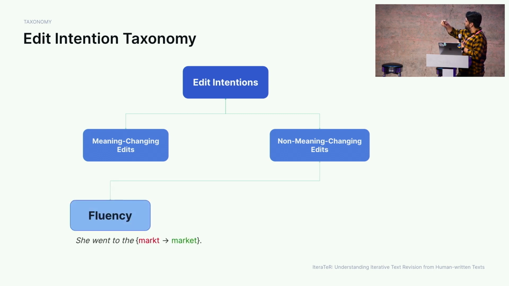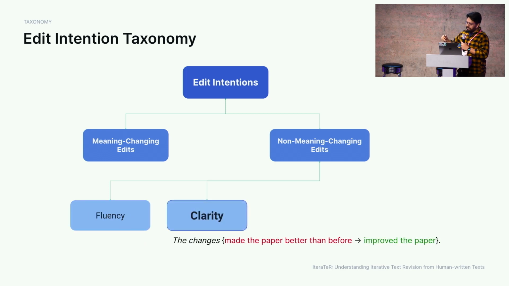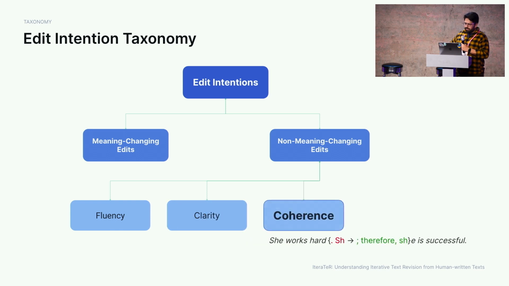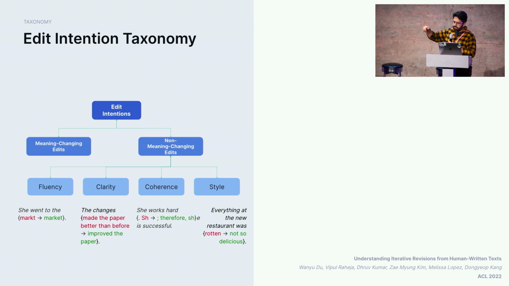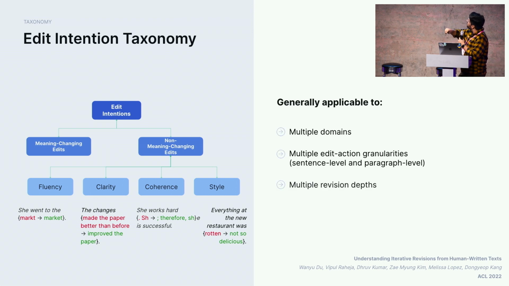Ones that fix grammatical errors in the text, edits that make the text more concise, readable, and understandable, edits that make the text more cohesive, logically linked, and consistent as a whole, and edits that convey the writer's writing preferences, including emotions, tone, voice, and so on. More specifically, we are focused on non-meaning changing edits, as I mentioned before, and you'll see that these different edit intentions are generally applicable at different domains, different edit intention granularities, which means sentences, paragraphs, and so on, and as well as different revision depths.